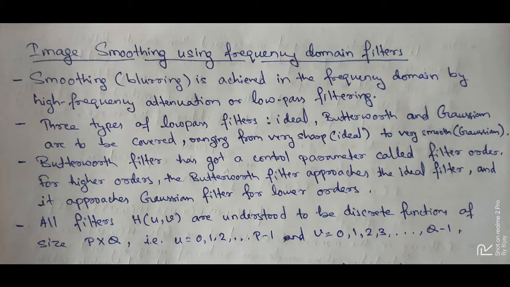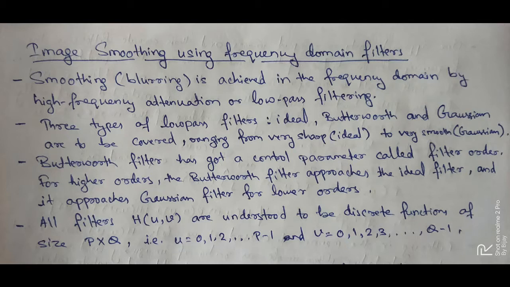So here we are going to discuss three types of low pass filters, namely ideal low pass filter, Butterworth low pass filter, and Gaussian low pass filter. Butterworth filter has a control parameter. We'll be discussing the mathematical model in just a few moments. Butterworth filter has a control parameter in its expression. So if we give a higher value to the control parameter, the Butterworth filter will behave like an ideal filter.